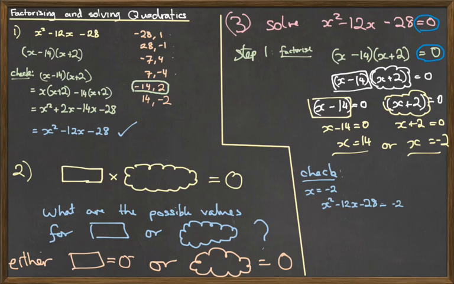So x squared minus 12x minus 28, well that's minus 2 squared, minus 12 times minus 2, because x is minus 2, minus 28. Continuing, if I simplify this, minus 2 squared is 4. Minus 12 times minus 2 is plus 24, minus 28. So 4 plus 24 minus 28, well that's 0. So that means the value of x makes sense. Okay? It makes sense in the original equation.